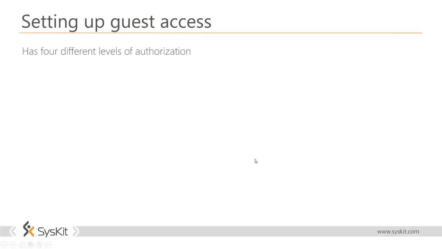And how to set up guest access? Oh, this one is quite tricky. It has four different levels of authorization, and you have to start at the bottom. Like I said before, Azure AD is the foundation of everything inside Office 365, so that's the first place where you have to configure it. After that, you have to go a level above, and that's the Office 365 group, because Microsoft Teams is actually an Office 365 group also.